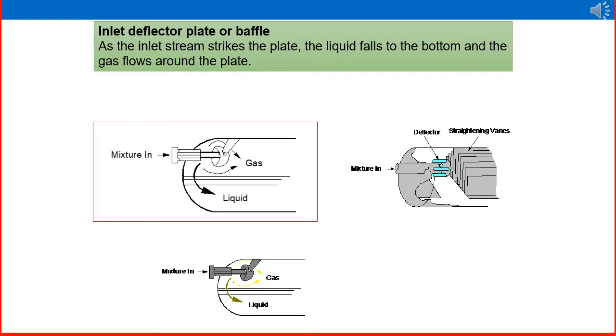So the inlet baffle plate is struck by the stream, and the liquid falls to the bottom. The first stage of separation takes place here because the velocity is reduced and the direction is changed. So gravitational separation takes place with the help of this inlet deflector plate.